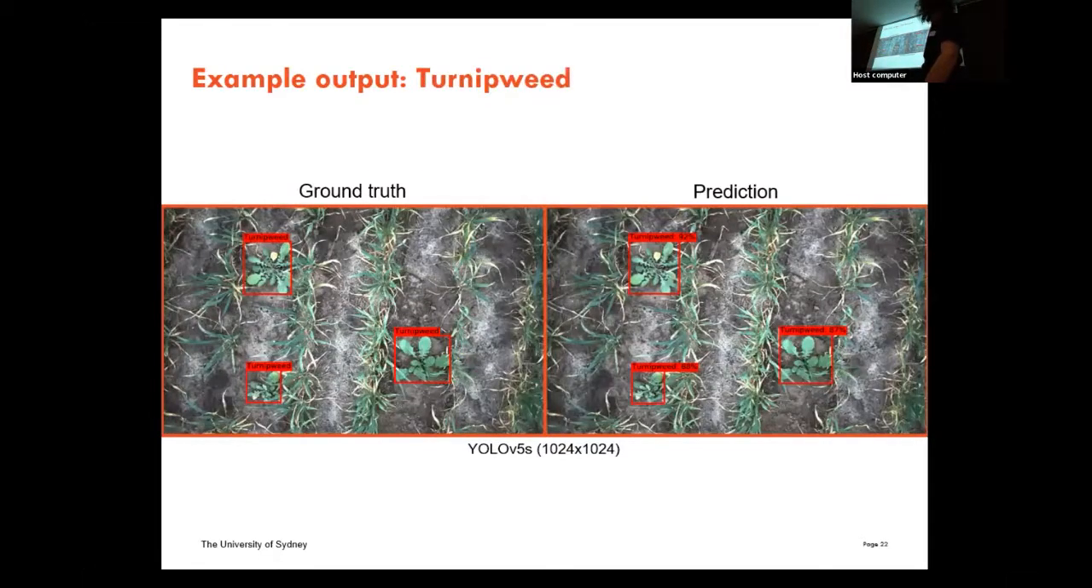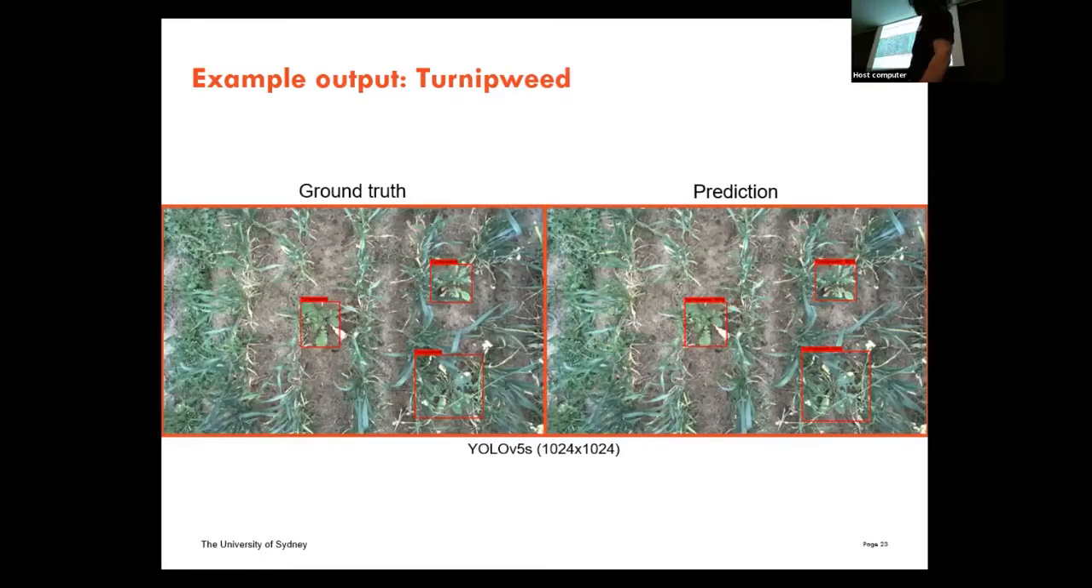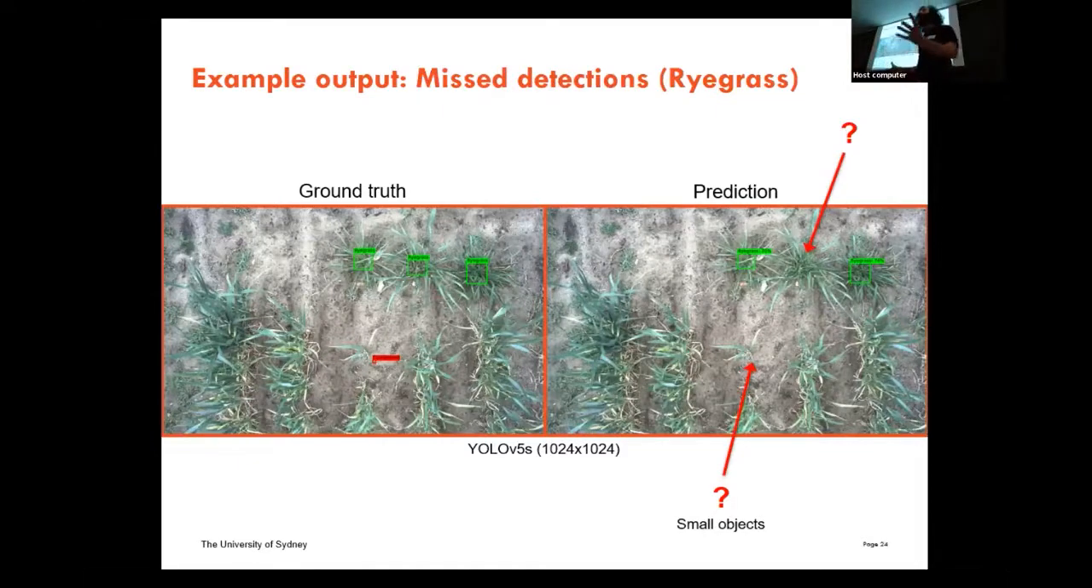Like I said, we got good performance on broadleaf weeds. So here we've got turnipweed. You can see it's got quite confident predictions. So 88%, 97%, 92%. Another one, quite nice. But it's not perfect, right?